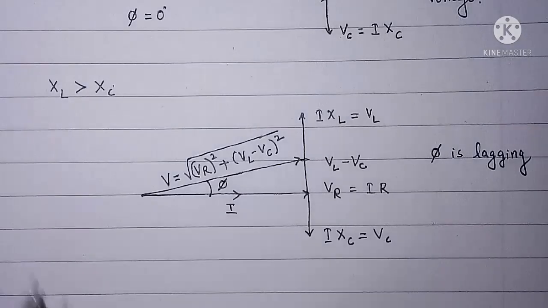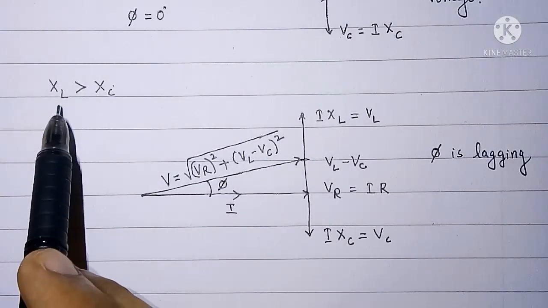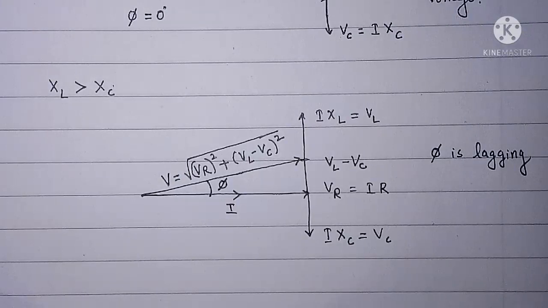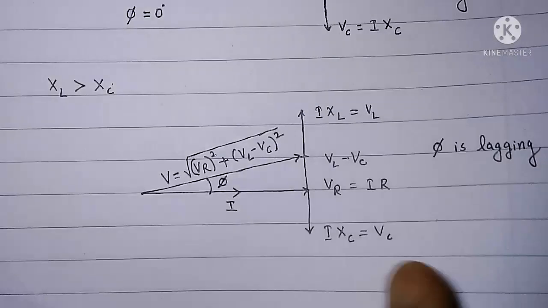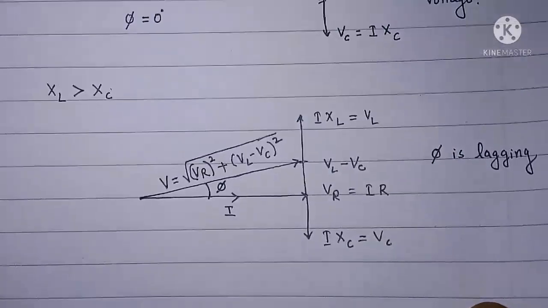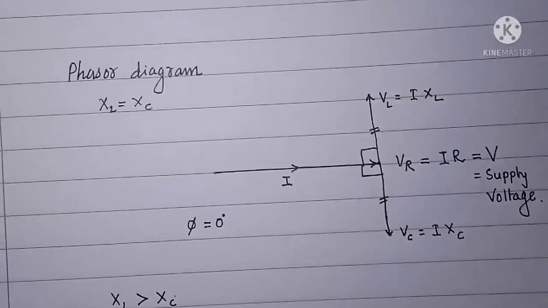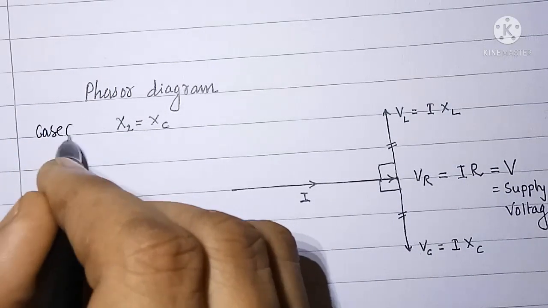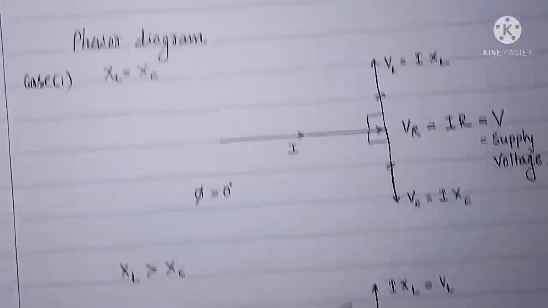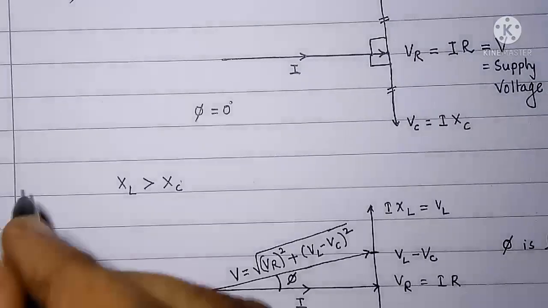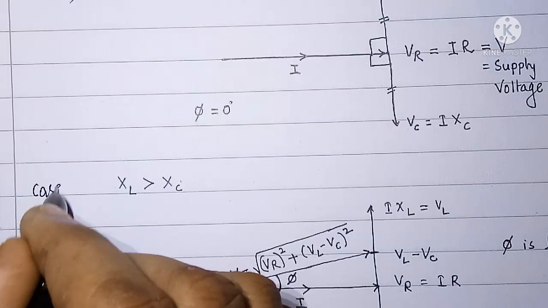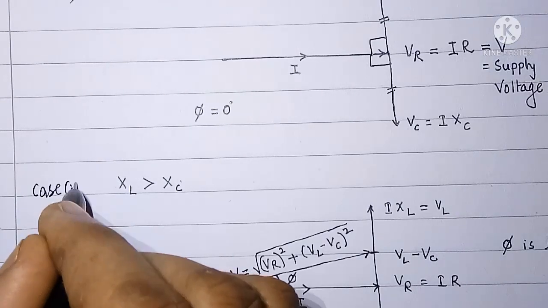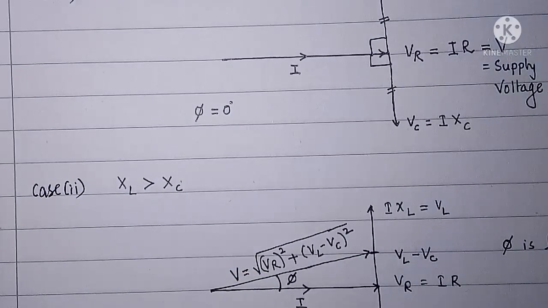Now we will take the case of XC greater than XL. Let us number these as case 1, case 2 and case 3. Case 1. Case 2. Now last one is case 3.